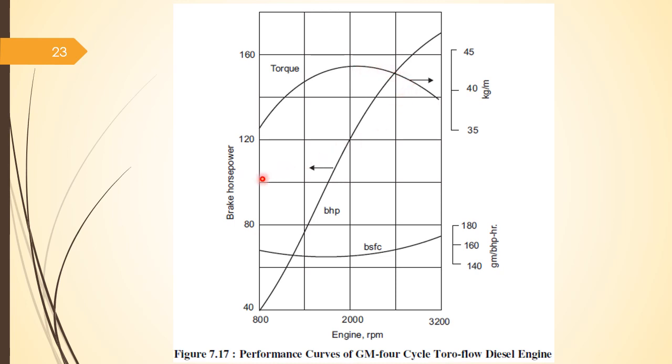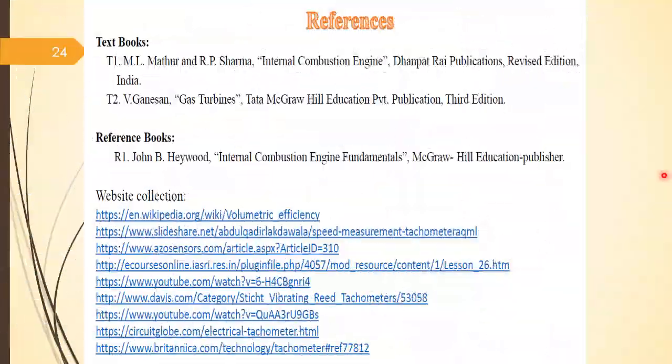So this is just the nature of the curve that is available with us when we go for actual performance testing of the engine in the laboratory or for commercial use. These are some references, some websites, some textbooks, reference books, and the website collection. You can refer, the same thing is available when you search on Google. These are some very good textbooks for the IC engine, and these are some websites.